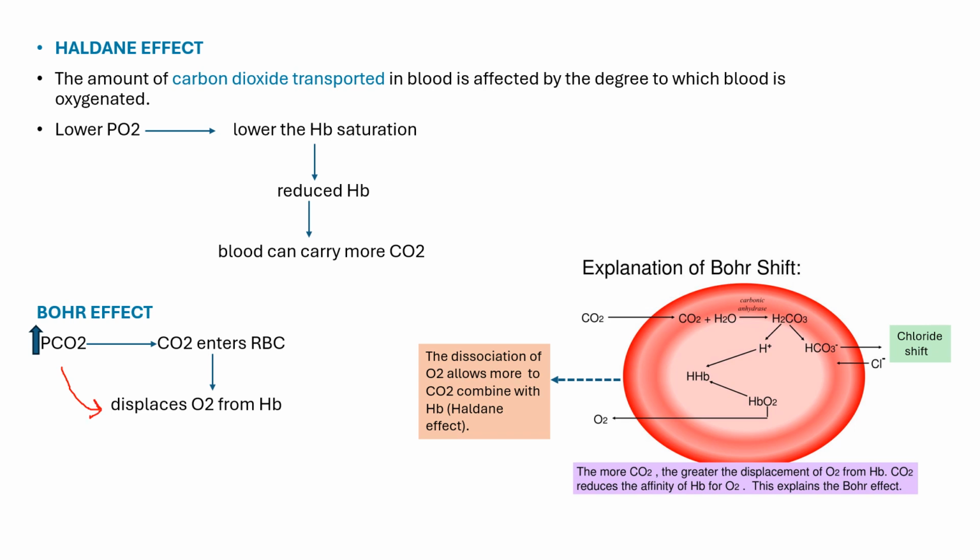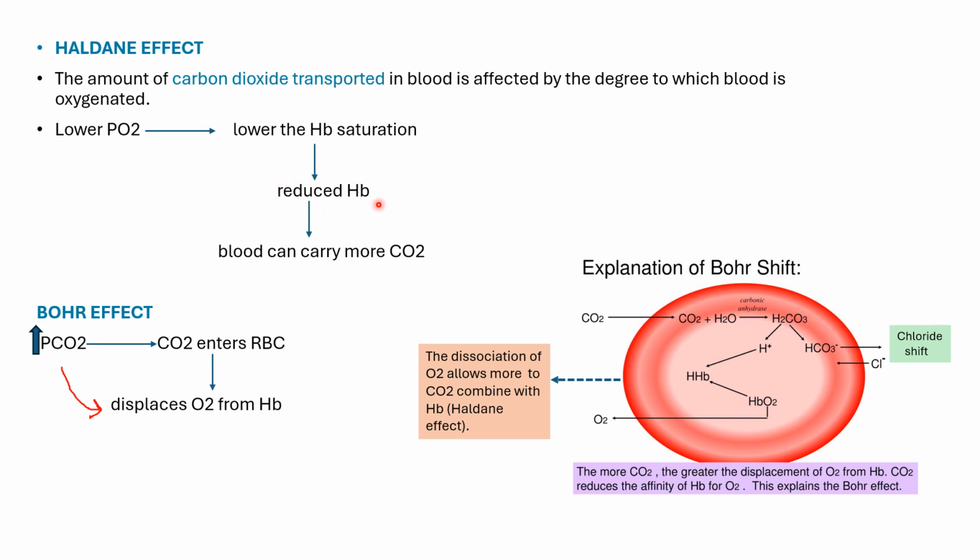There is another term which is known as Haldane effect. What is Haldane effect? Haldane effect is that the total amount of carbon dioxide transported in the blood is affected by the degree to which the blood is oxygenated. So in another word, the lower partial pressure of the oxygen leads to lower hemoglobin saturation, and this lower hemoglobin saturation means that the hemoglobin is reduced.